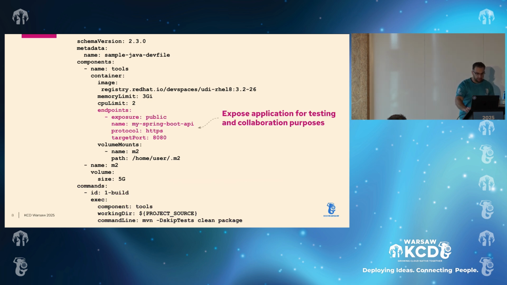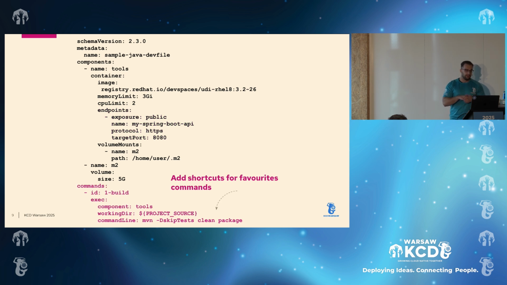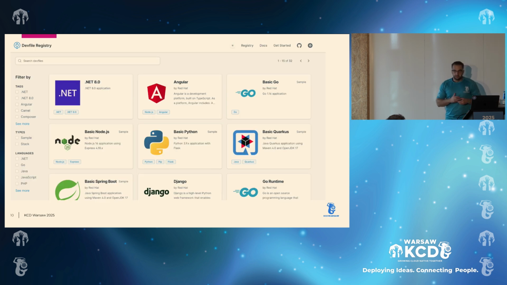Also, you can have volume mounts. So you can have all the dependencies pre-installed using volume mounts, and so basically have the Maven, Python, NPM dependencies there. And last but not least, you could have shortcuts for your favorite commands: running, debugging, testing, deploying your application. There are multiple examples of Devfiles pre-created in the Devfile registry. I'm going to share the link at the end of the call.